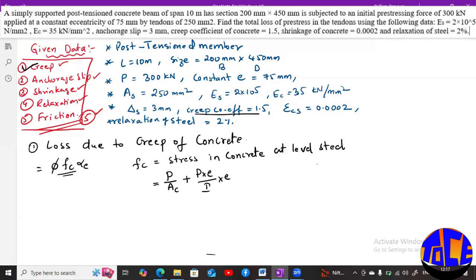For this y distance we have to take the eccentricity, because we are finding the stress in the concrete at the level of steel. That's the reason we are taking the eccentricity of the steel. Okay, so let us substitute the values.